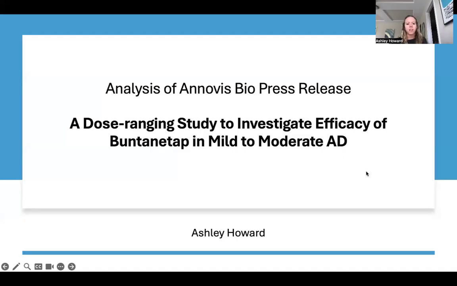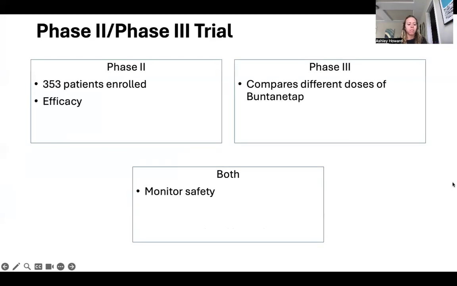This is my analysis of the Innovus Bio press release. This clinical trial is considered a phase 2 or 3 study. It enrolled 353 patients, which is consistent with the typical sample size of a phase 2 trial. The objectives are a mix of phase 2 and 3 objectives. Phase 2 typically focuses on efficacy, while phase 3 trials also study different dosages. A commonality of both phase 2 and 3 trials that's present in this study is the continued safety monitoring.